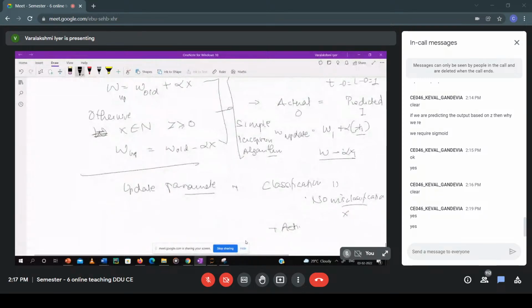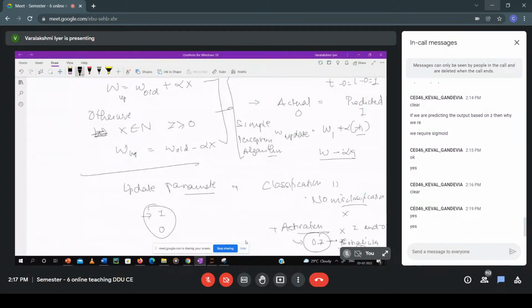Here we have used a step function as an activation function, which is only giving 1 and 0 as an output. But in logistic regression, for example, we have updated this perceptron to give a probability value. Instead of giving 1 and 0 as an output, we are getting the probability of this particular data belonging to class 1.